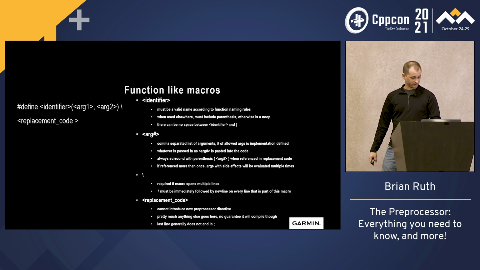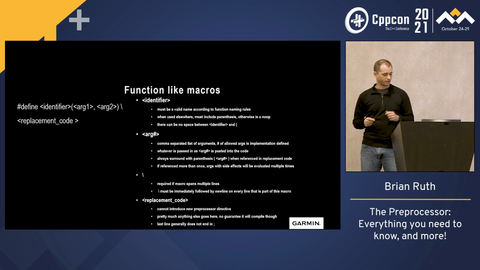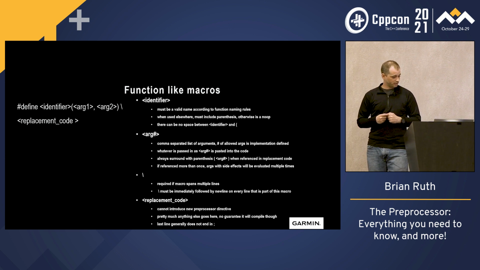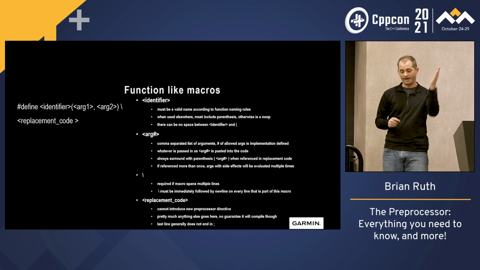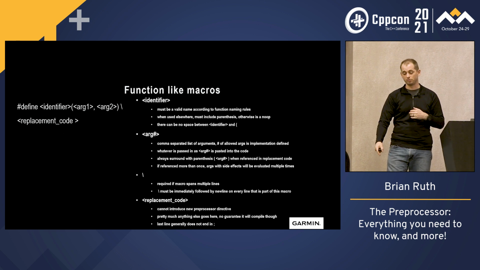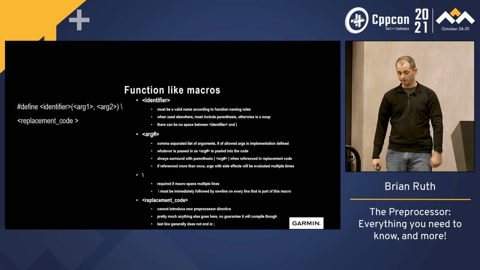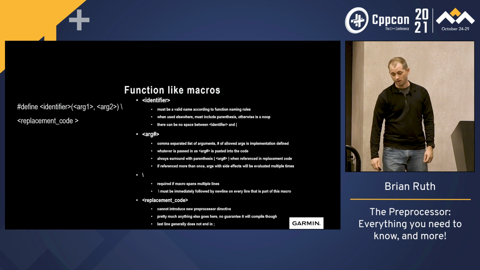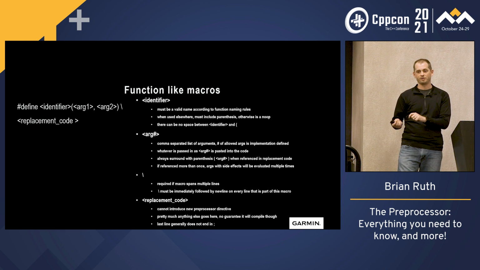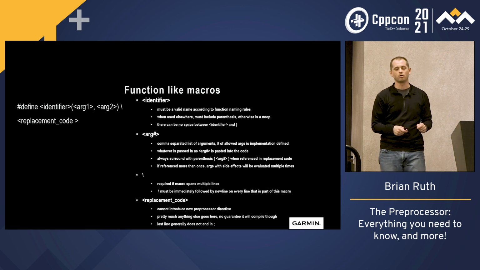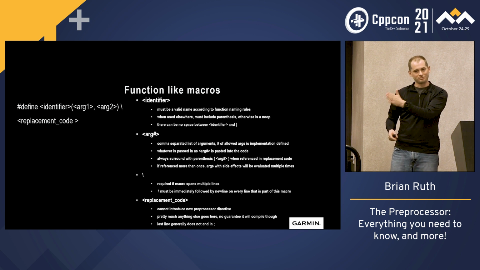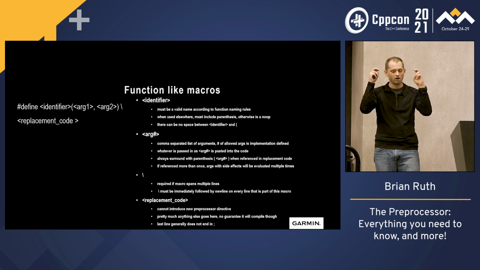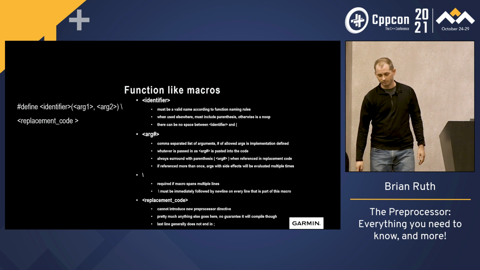Whatever is put in args is passed in the code. Always surround args with parentheses. I'll show that in a second, and we'll also show the case where an argument is referenced more than once. If you do need to have a multi-line macro, just end the line in a backslash, and then you can continue that macro to multiple lines. And then the replacement code: pretty much anything goes. But the last line of a function-like macro generally does not end in a semicolon, because you want to treat it kind of like a function in your code, so that it makes sense to have the semicolon where the function is called, not necessarily in the macro itself.